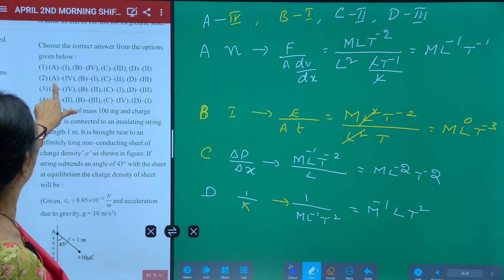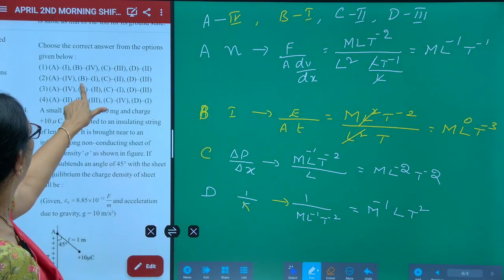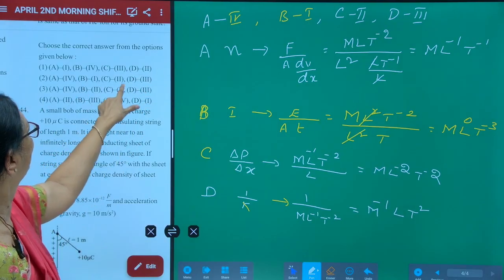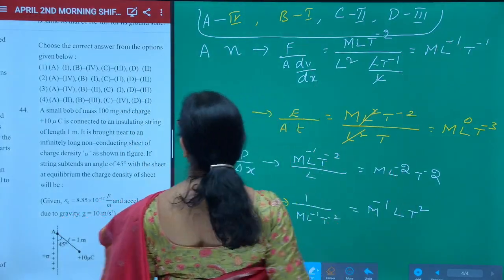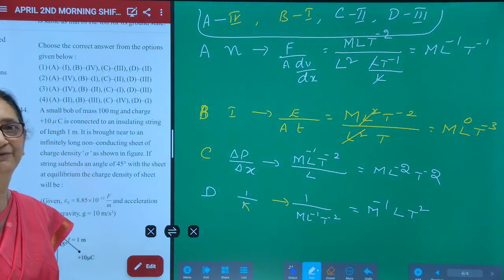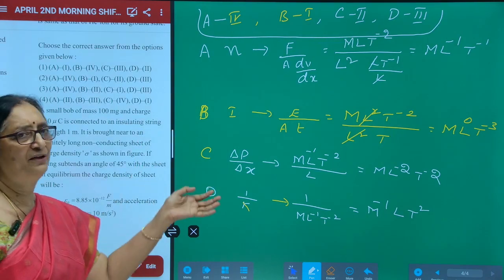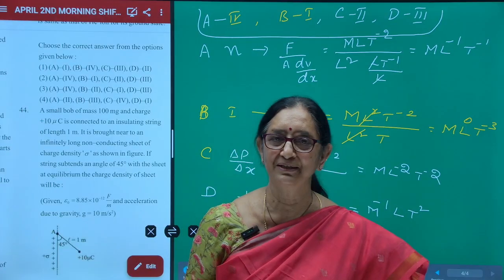Look at the second option, A 4, B 1, C 2 and D 3. So option 2 is the correct answer for that problem. So you must know how to write the dimensional formula.